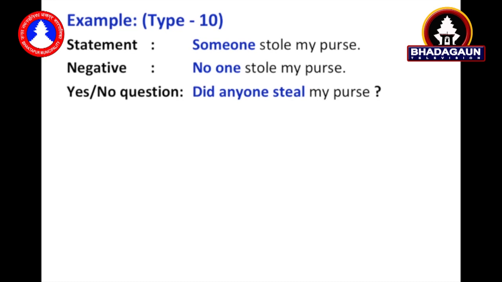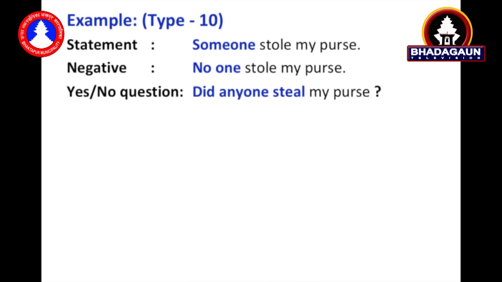This is in the simple past. So did is used here. And someone is changed into anyone. And steal is V1 of stole. After the use of the do verb, here did always comes with V1. And the do verb is always followed by V1. Did anyone steal my purse? And in this example, we have to know that someone is changed into no one in negative and someone is changed into anyone in question. These are the new things here in this type of example.